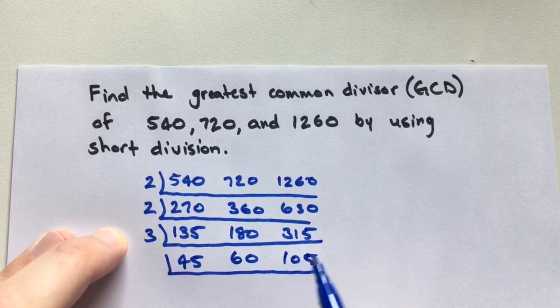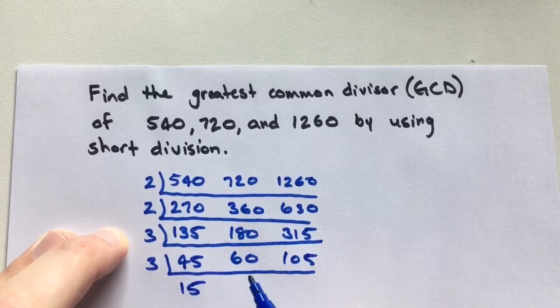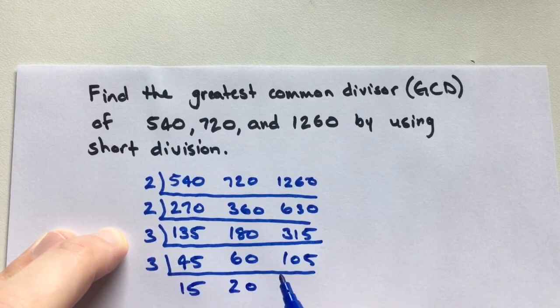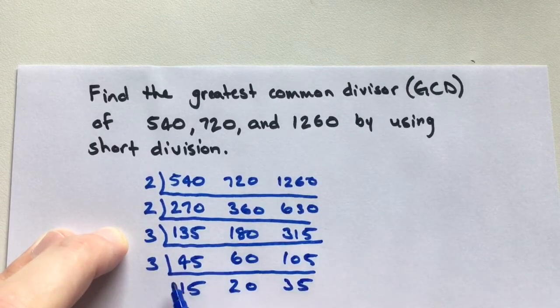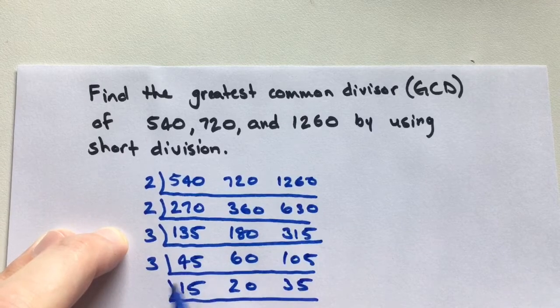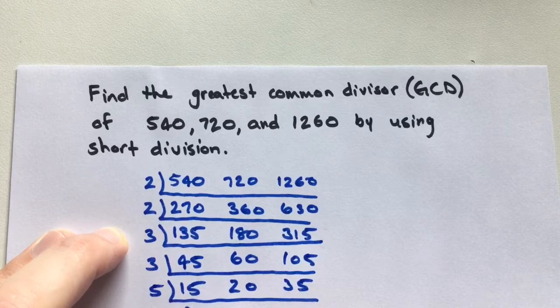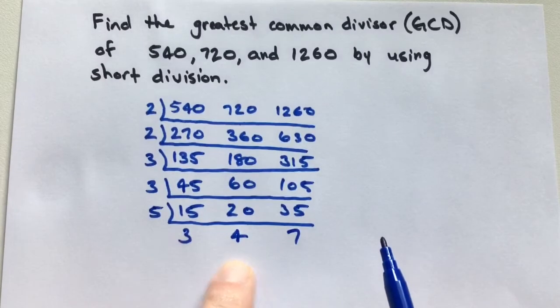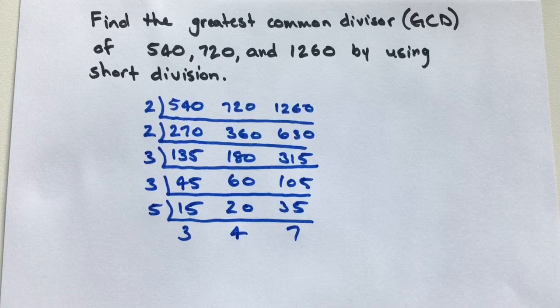Alright, let's go again. 3 is going to be my prime factor again, so 45 over 3 is 15, 60 over 3 is 20, 105 over 3 is 35. Now we're going to go one more time. This time the only common factor we have is 5, so that's going to be 3, 4, and 7. Now 3, 4, and 7 do not have a common prime factor, as 3 is prime, 7 is prime.